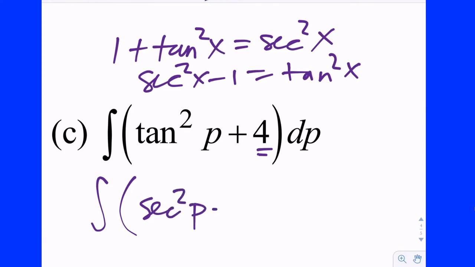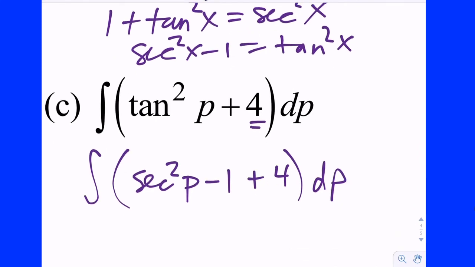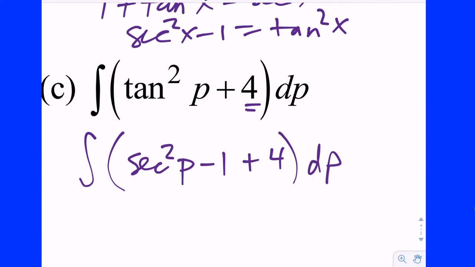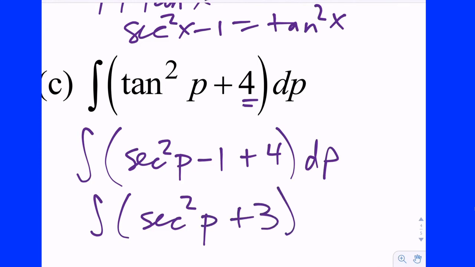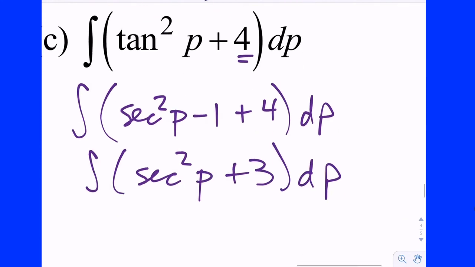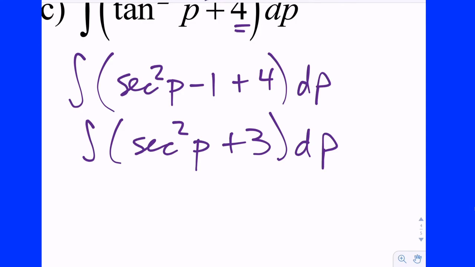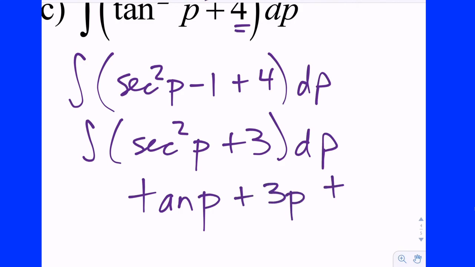Secant squared of p minus 1, plus the 4, dp. You can either do that or split the 4 up and call it 3 plus 1 and then replace tangent squared plus 1. Either way, you come up with secant squared of p plus 3 with respect to p. And now you've got it, because the antiderivative of secant squared is tangent, and the antiderivative of 3 is 3p, and then plus c. And there's your answer.